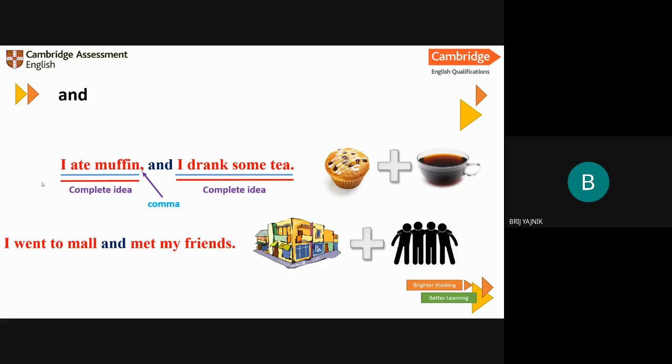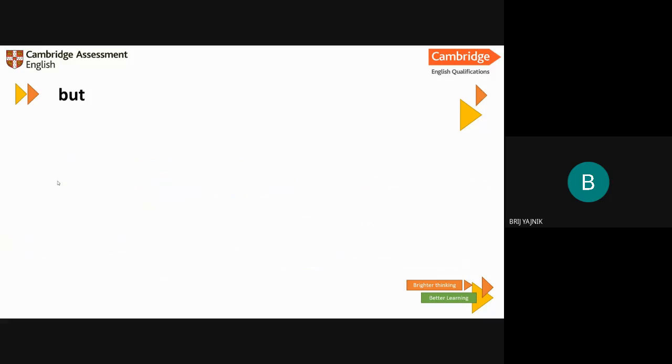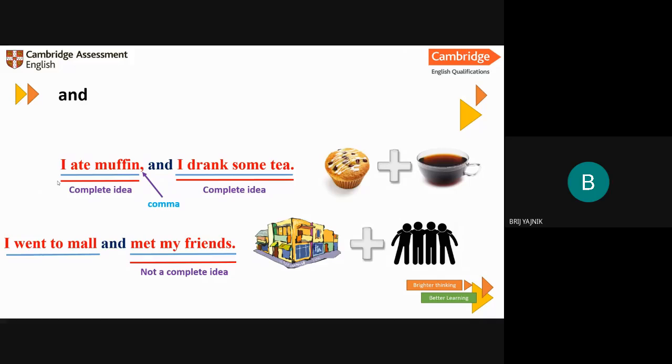But if I write the same sentence as I went to a mall and I met my friends, then what should be there before and? Yeah, a comma. So then the comma comes. So here you don't need a comma, just because the next part is not a complete idea, right? And that's why you don't need a comma there.